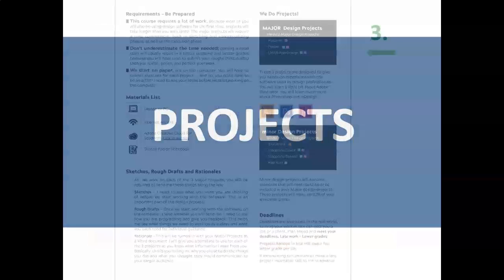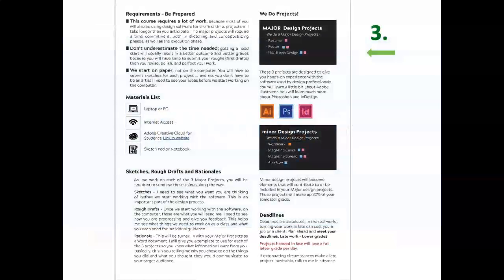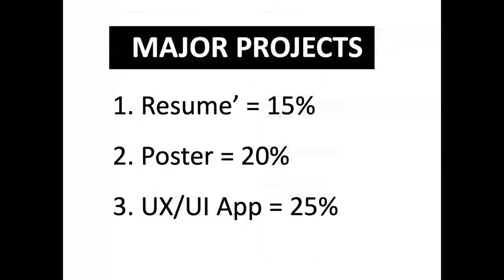All right, let's talk about projects. We do projects in this class, and the reason I do these projects is to help teach you these design principles, and also it teaches you how to use the software. So let's start with major design projects. We do 3 of them. We do a resume, we do a poster, and then the last one we do is something called the UX UI, or user experience, user interface, which is basically us creating an app. So you can see how much these count towards your grade. If you added all of this up, 60% of your grade in this class comes from major projects.